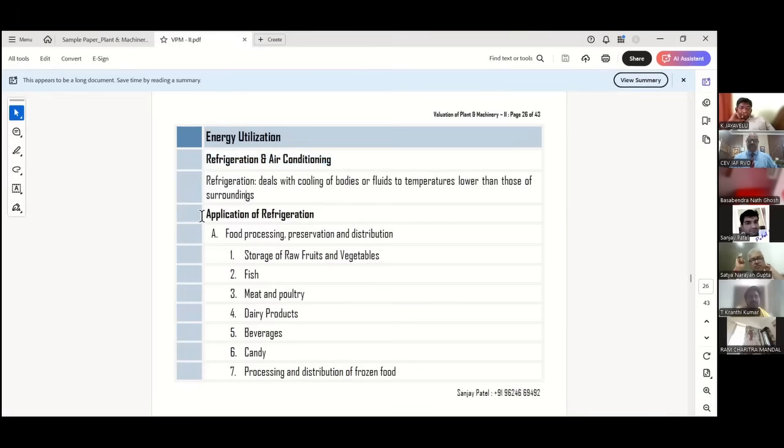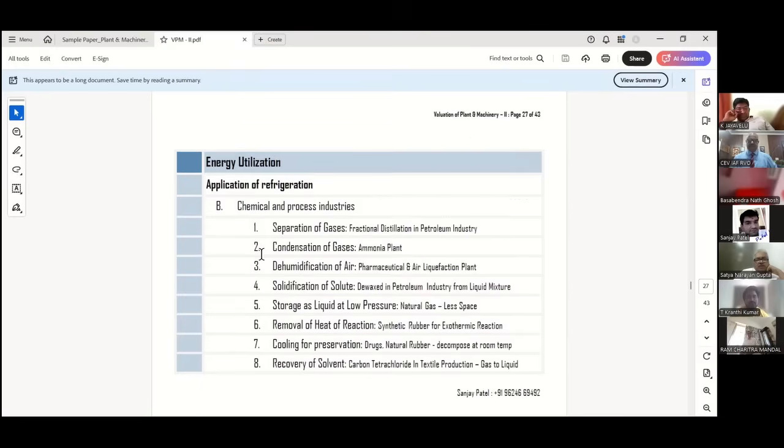Okay, so applications of refrigeration. You find it in food processing and distribution, like storage of raw fruits, vegetables, fish, meat, poultry, dairy products, beverages, candy, processing and distribution of frozen foods, and refrigerated tankers. There are some industrial applications also, which is what we are using in the industry.